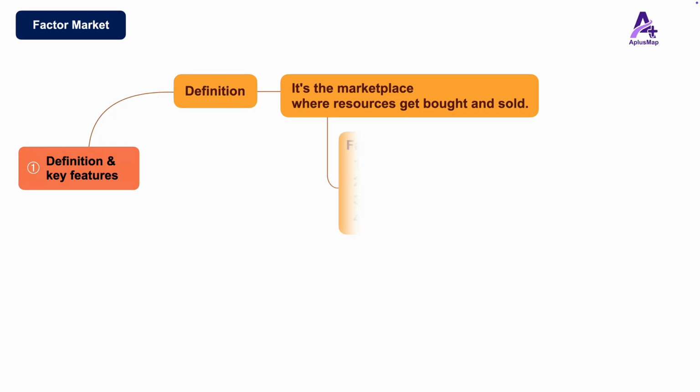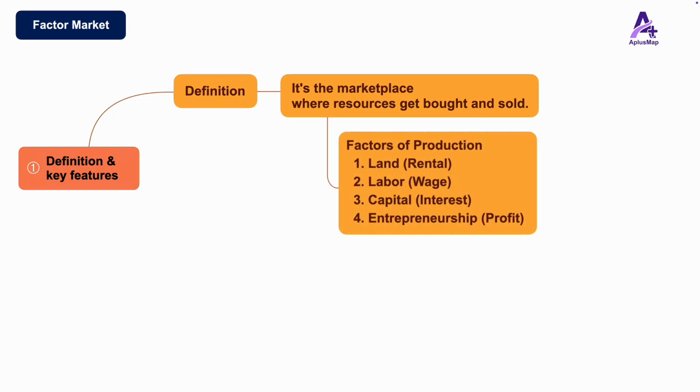And there are four main factors. First, you've got land. What does land earn? Rental income. Then there's labor. That earns wage income. And honestly, labor and wages are going to be a huge focus for us today. Super common on the AP exam. Next up is capital. Think tools, machines, buildings. That earns interest income. And finally, entrepreneurship. That spark, the risk-taking. That earns profit.